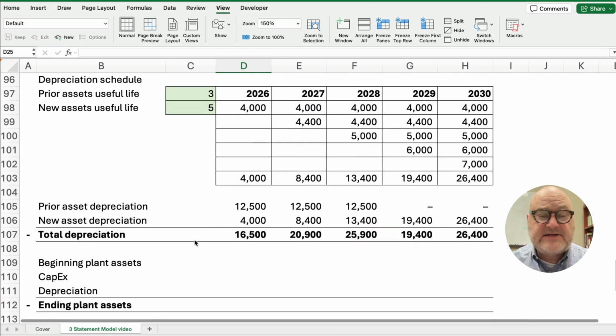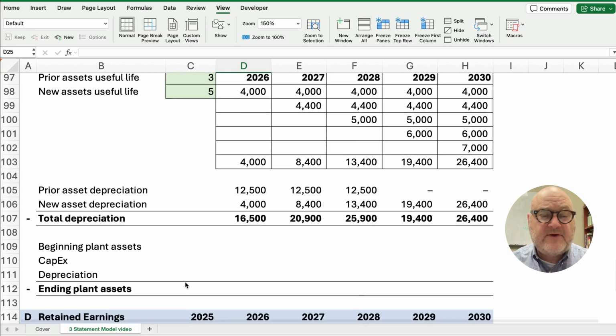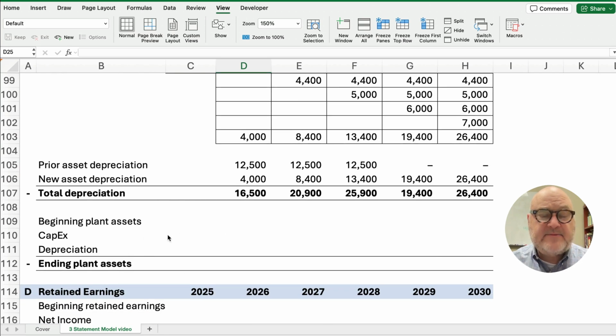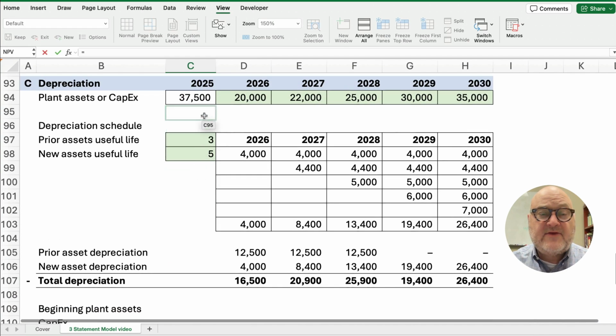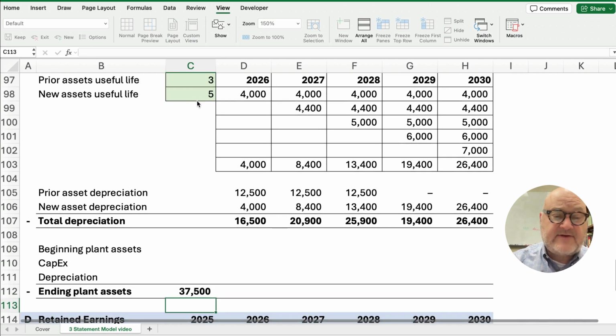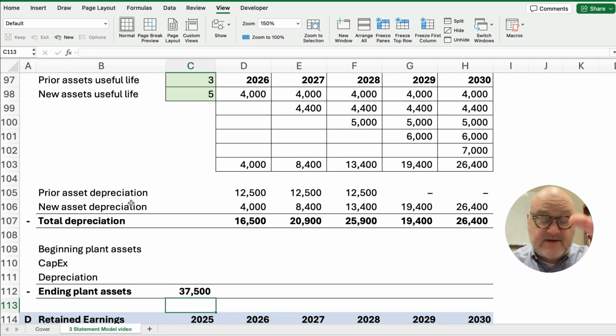All right, so depreciation, here's what we have. Okay, so let's calculate ending plan assets. What is the ending plan assets for the previous year? We know it is the $37,500. That's our given. We have one given statement, and it's the balance sheet.